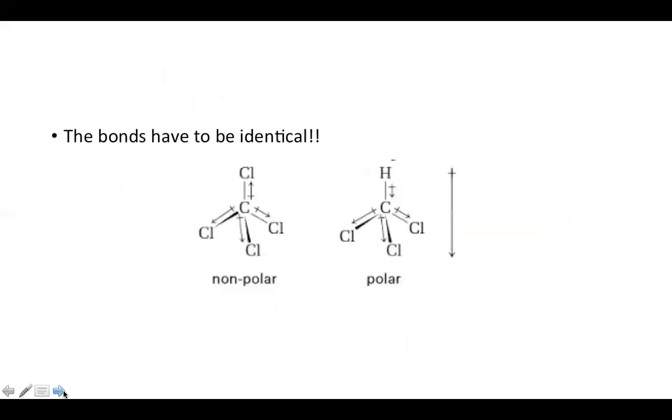Okay, now an important note too is those bonds have to be identical for it to be symmetric. So here, the left molecule, carbon tetrachloride, is going to be nonpolar because it's the same type of bond all the way around, a carbon to chlorine. But if we were to replace one of those chlorine atoms with a hydrogen, now these bonds are not identical, so this molecule is polar.